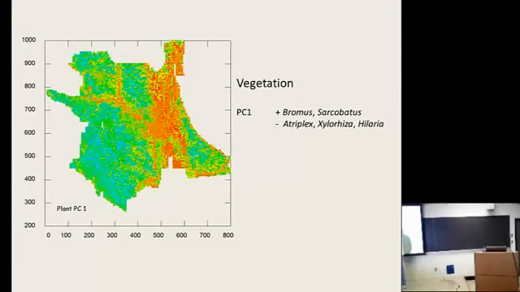This is the same geographical site, but now we're looking at a vegetation map, about 15,000 vegetation quadrats, and what we're looking at here is just a map of PC1. The hotter colors are high loadings: Bromus and Sarcobatus, greasewood. Cooler colors: Atriplex, Rhiza, Hilaria.